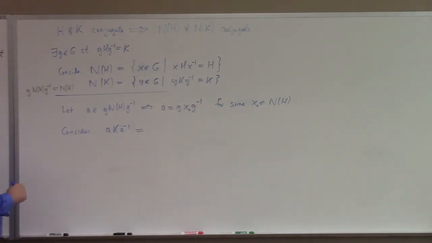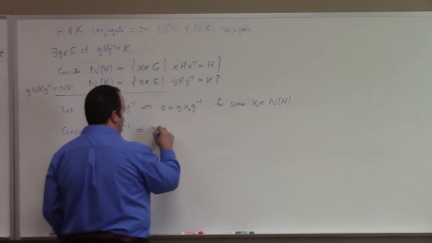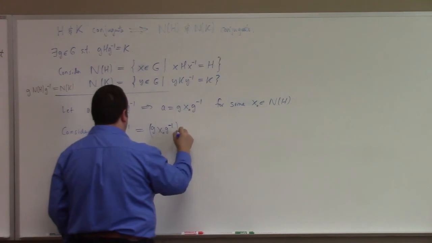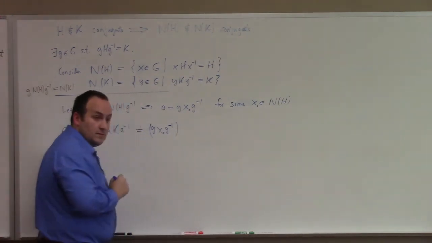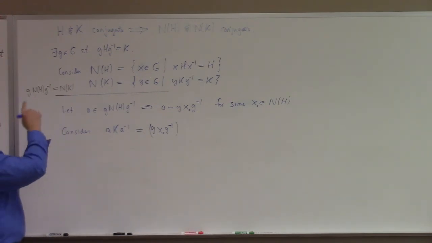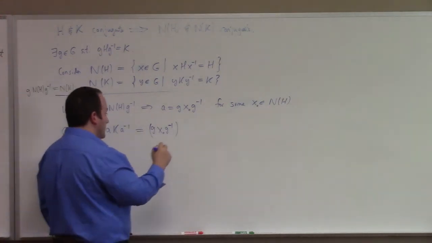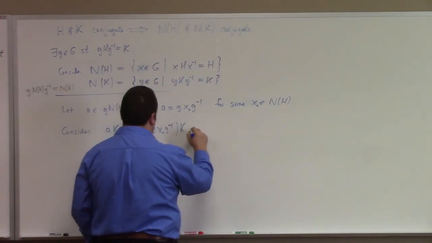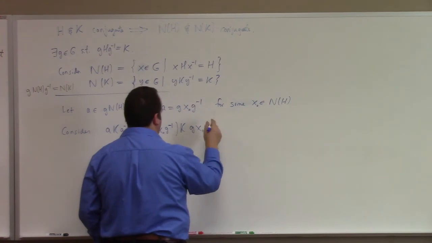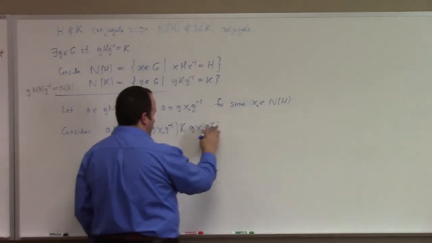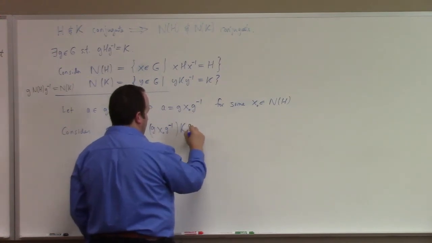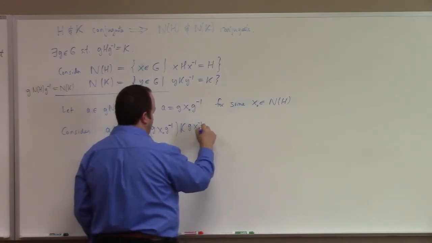A is G x naught G inverse, right? Oh, never mind. G is fixed from the get-go. So A K A inverse is G x naught G inverse K, and then I'm going to go ahead and take the inverse. So when I do inverse on A, what do I get? I get G x naught inverse G inverse, right?